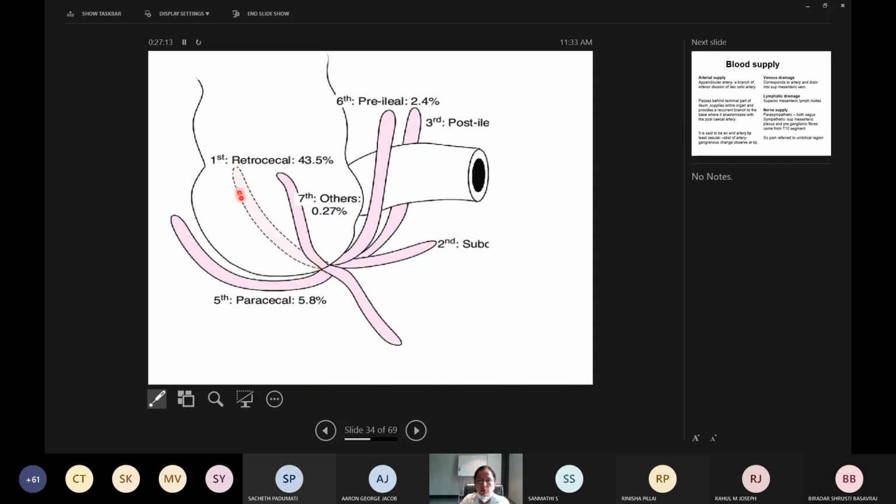So first, the most common one is the retrocecal and the retrocolic, which are the interrupted lines you are seeing. This is the retrocecal and the retrocolic, where the appendix is situated behind the cecum. It's called the retrocecal and the retrocolic, most commonly seen. So this is the first one.